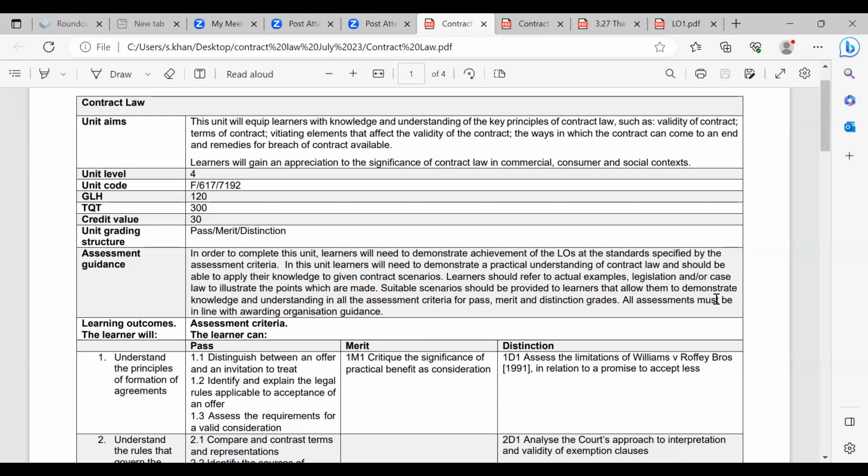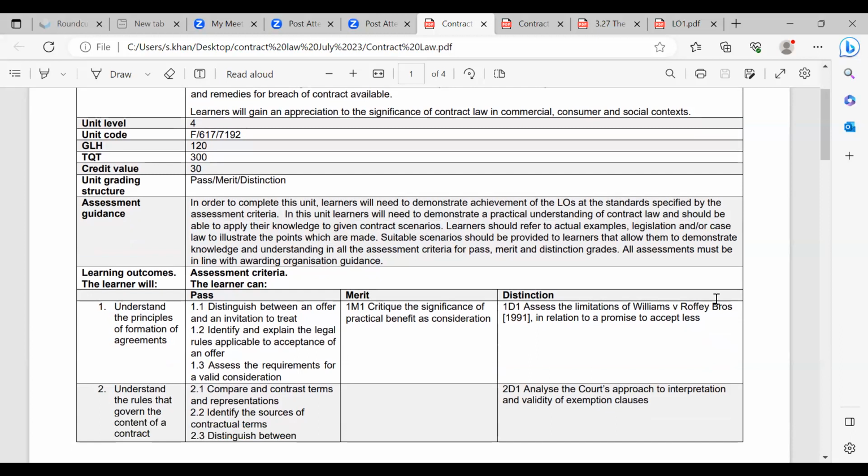examples for you. Suitable scenarios should be provided to learners to allow them to demonstrate knowledge and understanding of all the assessment criteria for pass, merit and distinction grades. All assessments must be in line with the awarding organisation guidance. So the first one we're going to be looking at, just to give you an idea, is learning outcome 1, to understand the main principles of the formation of agreements. So now we'll just go back to the slides.